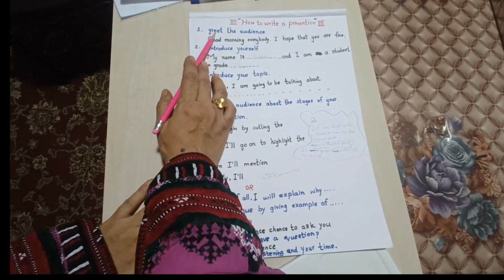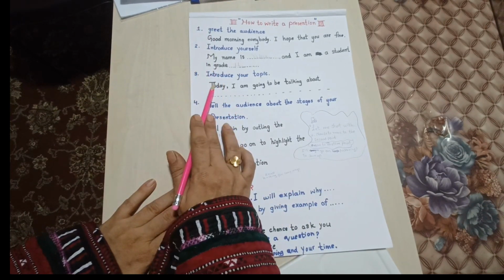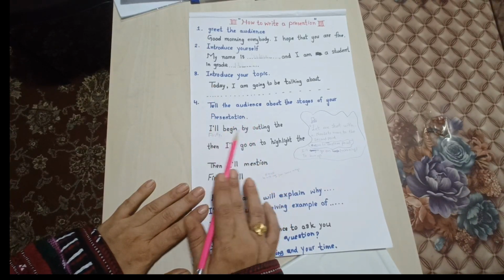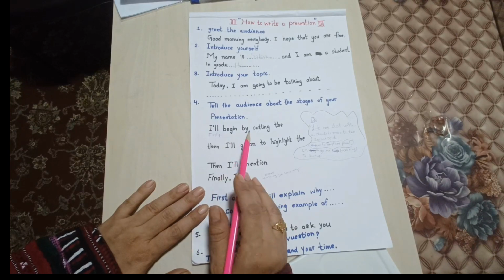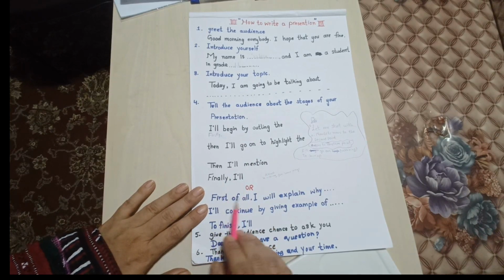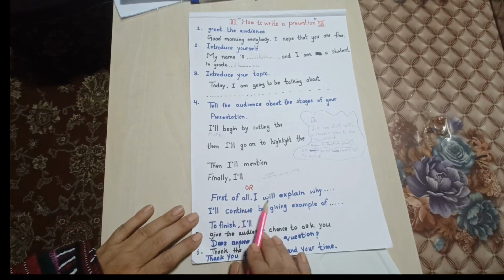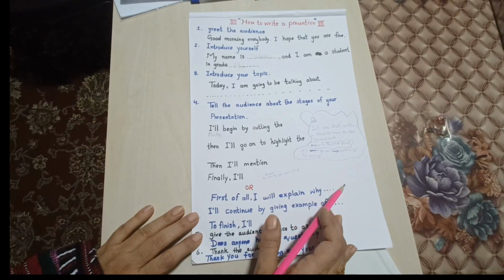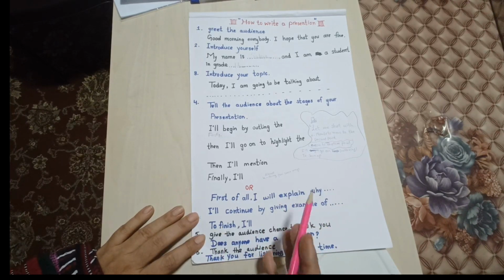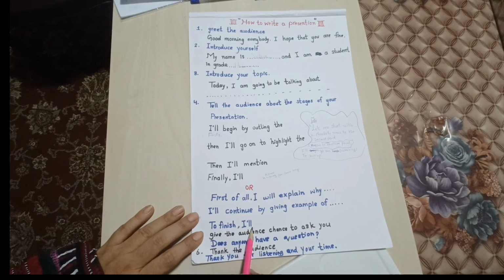Okay, firstly you will greet the audience, then introduce yourself, then introduce your topic, then you will tell the audience about your presentation, that is, what you are going to include in the presentation. Or you can use these words also. First of all, I will explain why. I will continue by giving an example of. To finish, I will. To conclude, for the last, you will use to finish, I will. Then you will use this.